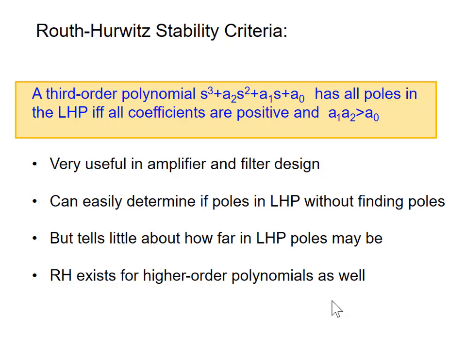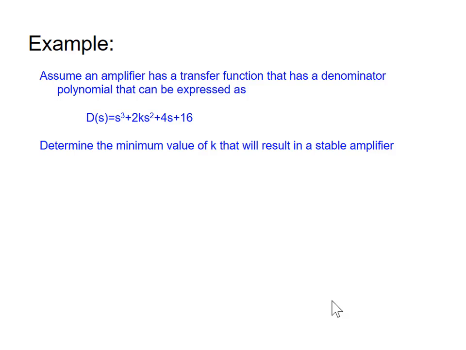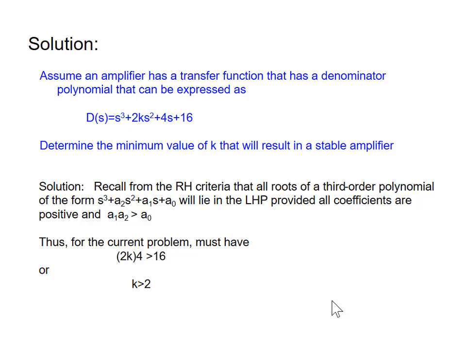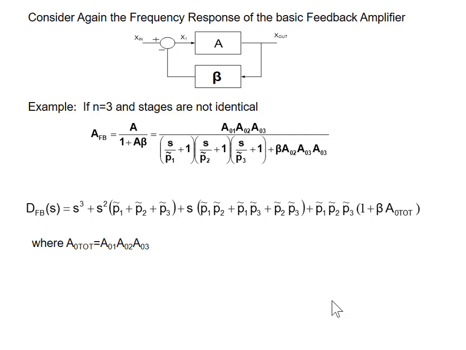Okay. Example. Assume an amplifier has a transfer function that has a denominator polynomial that can be expressed in this form. Determine the maximum value of K that will result in a stable amplifier. This is a straightforward application of Routh-Hurwitz criteria. So we just take the product of the inner two terms, because it's already in monic form. 2K times 4 has to be bigger than 16, or K has to be bigger than 2. If K is bigger than 2, this will result in a stable system if it has this as the denominator polynomial.